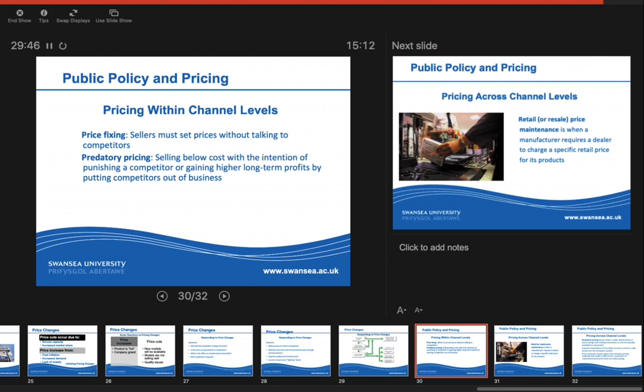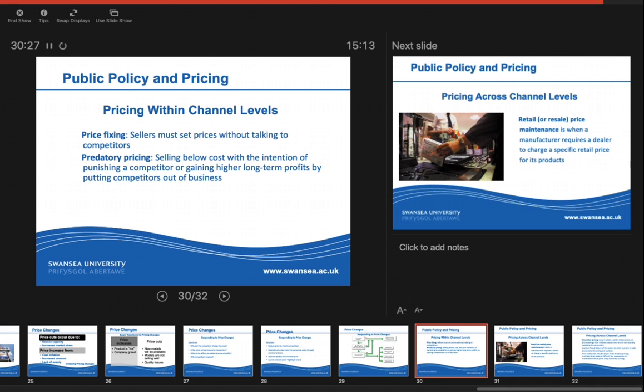So pricing within channel level. If you're selling not to an end user, but to somebody who is going to take that product, perhaps bundle it together with something else and sell that to the customer, then there are some strategies that can be put in place there as well. So price fixing: sellers must set prices without talking to competitors. Basically what we're saying is that the ultimate producer sets the price. Retail, food, FMCG businesses do this all the time, where you will see a recommended retail price.